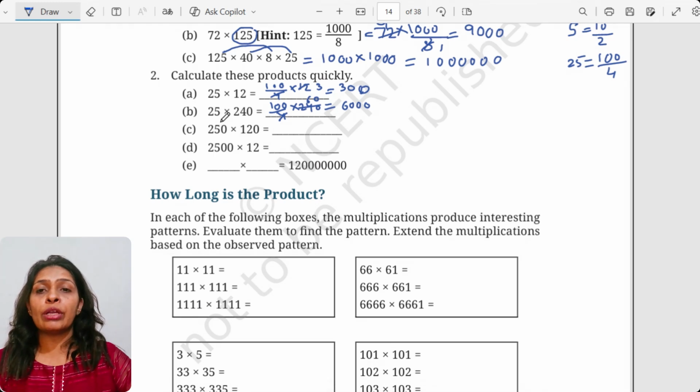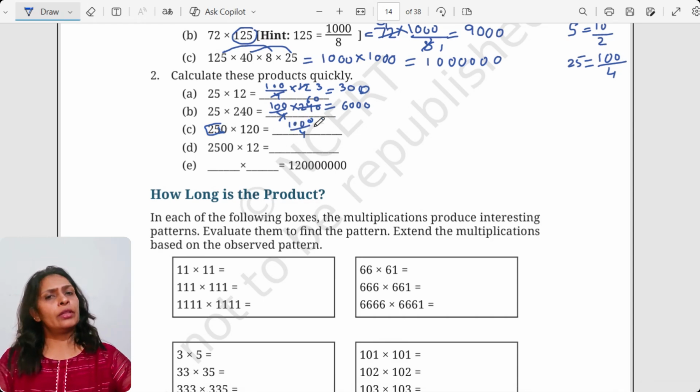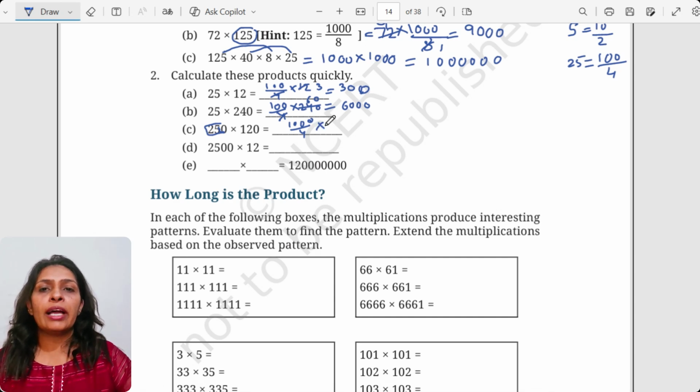Otherwise, what you can do is, you can break this 250 as 25 into 10, with 25 as 100 over 4, and then the 0, you can put it at the back. This way also you can do, and multiplied by 120. Okay, so the answer is going to be 30 for this and 1000. So this is going to be 30,000.